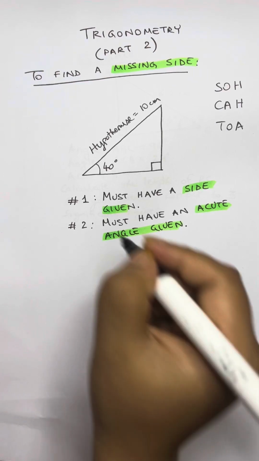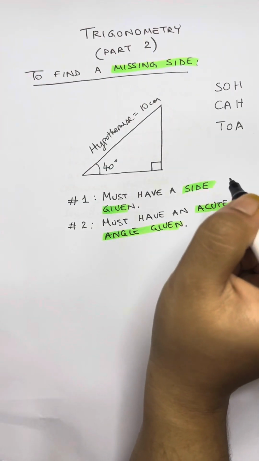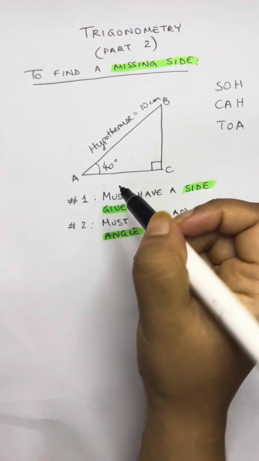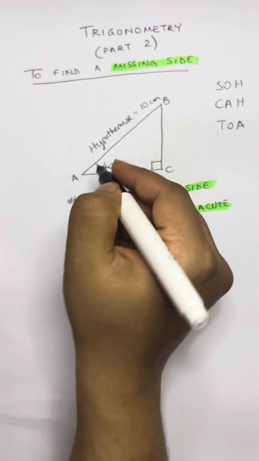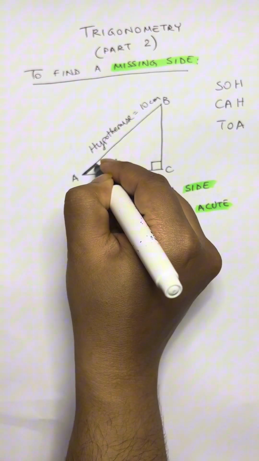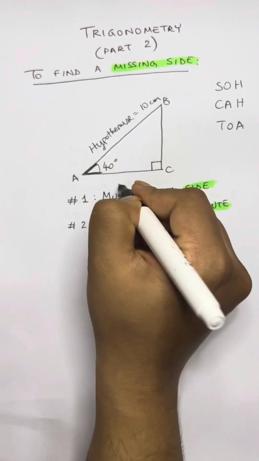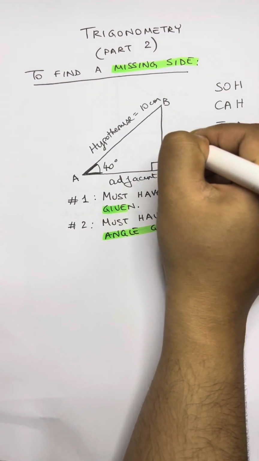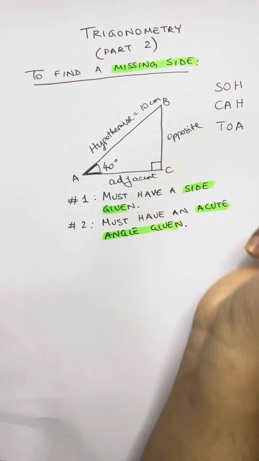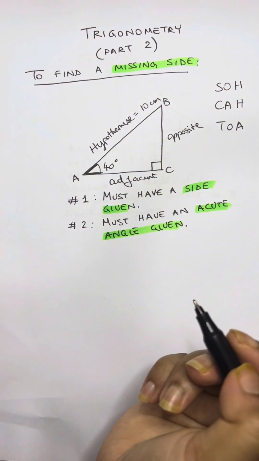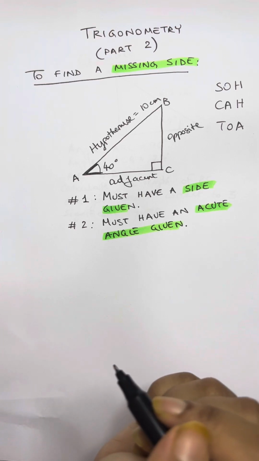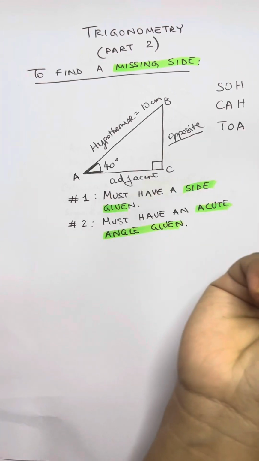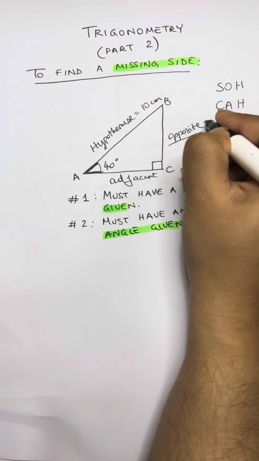First things first, I need to label this right angle triangle. I'm going to call it A, B, C, because my length AB is the hypotenuse, and the angle given here is 40 degrees. Right next to it, this should be my adjacent, and that's my opposite. The missing side that I want to find is this, the opposite side. I can find the adjacent also if you want, but let's try and find the opposite.